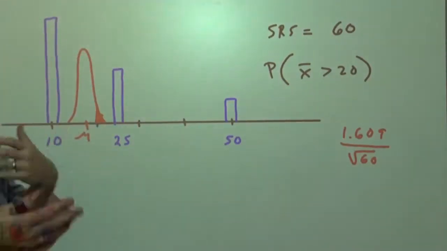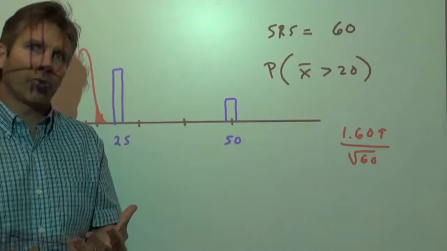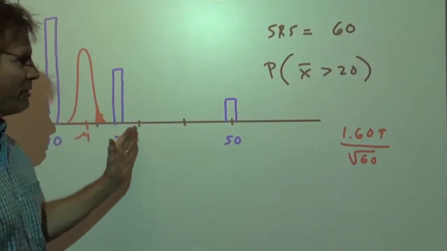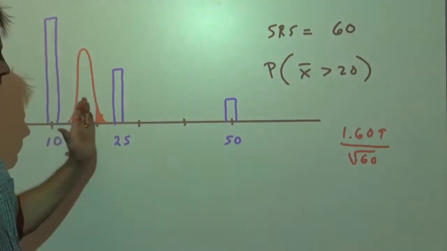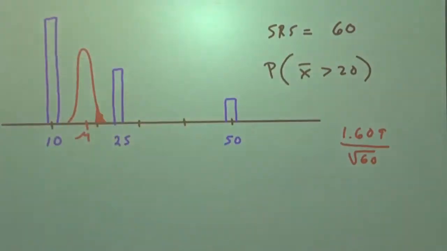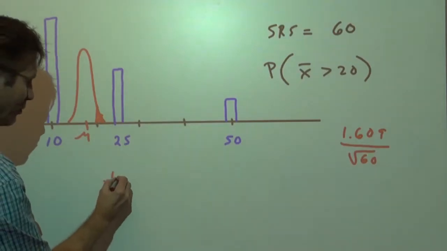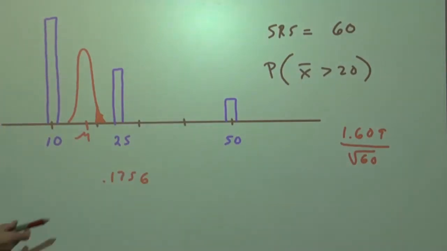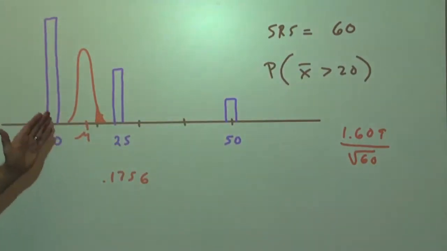We're going to spin this spinner and it's all up to chance as to the numbers we get, but maybe we get lucky and we get a lot of those bigger numbers, the 25s and the 50s, pulling our sample mean up. So how likely is it to get a sample mean above 20? Well, we just do normal CDF or use z-scores, and what we would find is we get a probability of 0.1756. So about 17.5% of the time, if you take a sample of size 60, you can expect to get a sample mean that is above 20.